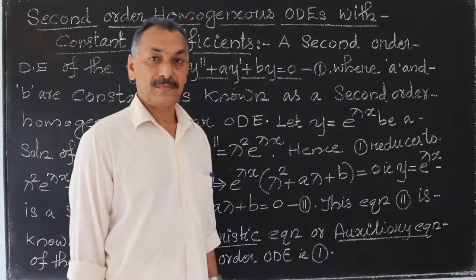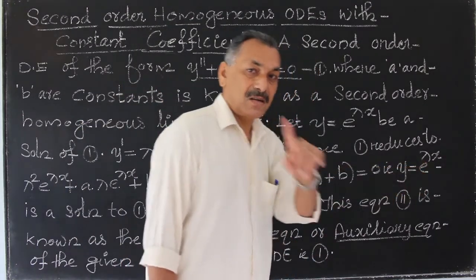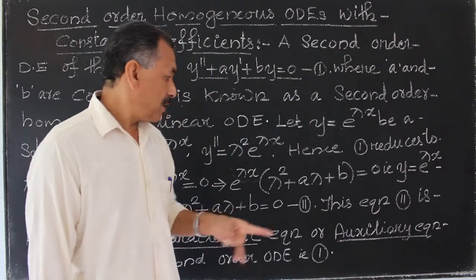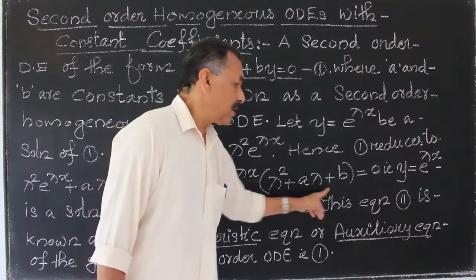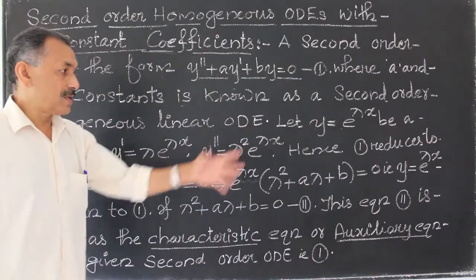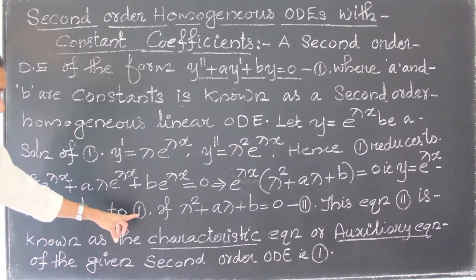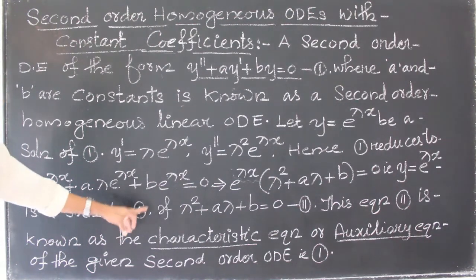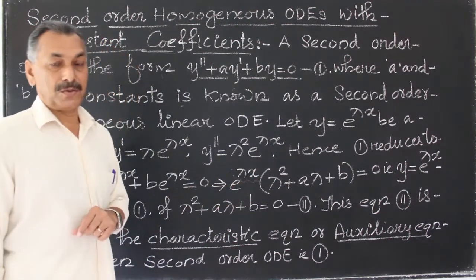That means y is equal to e raised to lambda x is a non-zero solution of equation 1 if lambda square plus a lambda plus b is equal to 0.